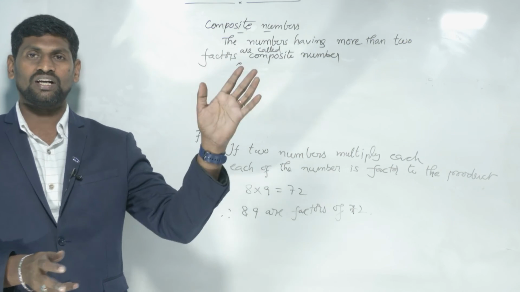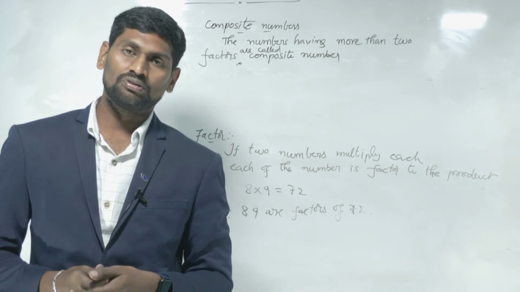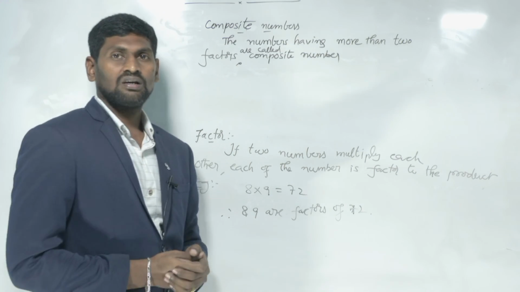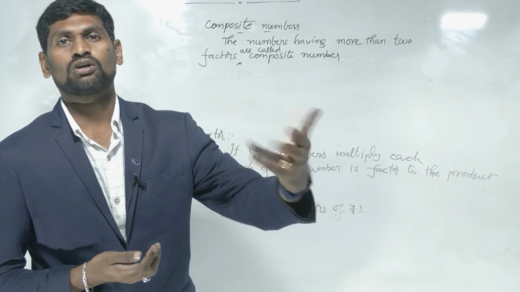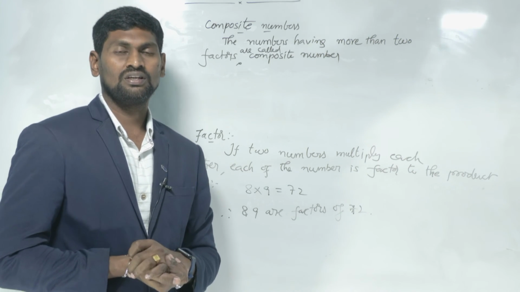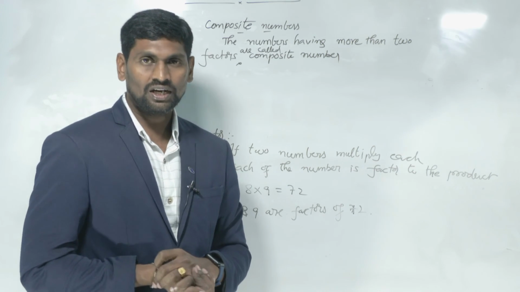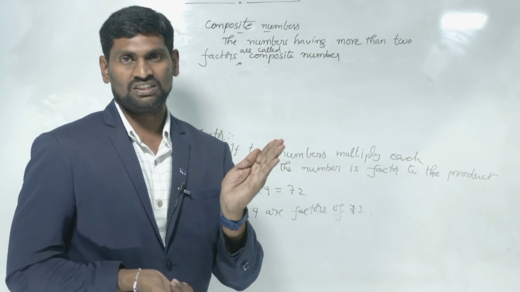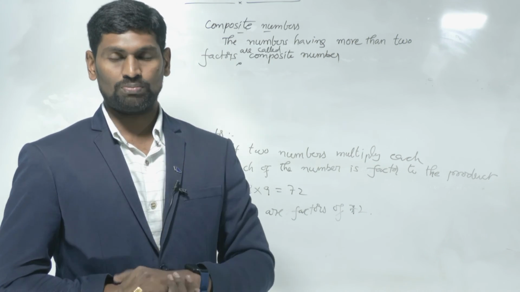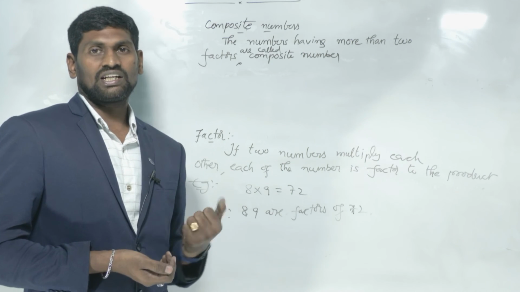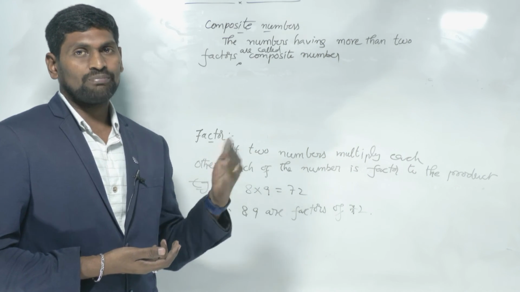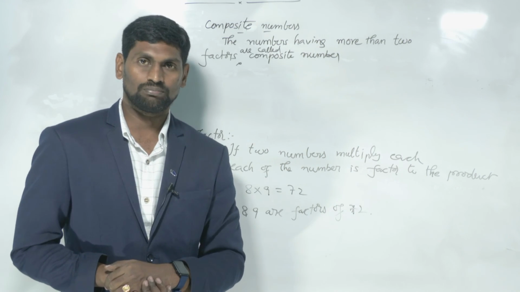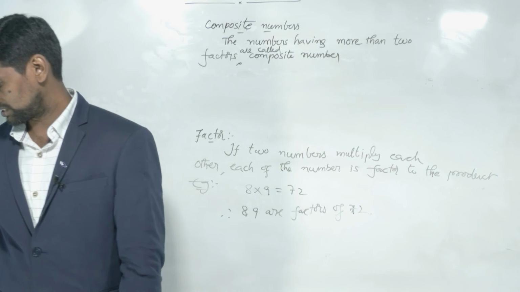So from 1 to 100, I said 25 prime numbers, except one, the remaining are all composite numbers. If we take out one, which is neither prime nor composite, the remaining numbers are all composite numbers. Write this definition and example.